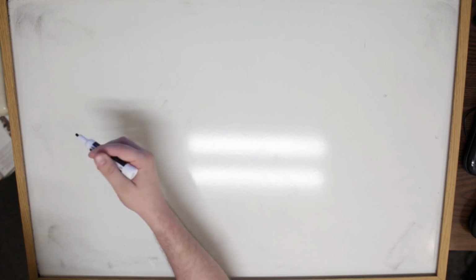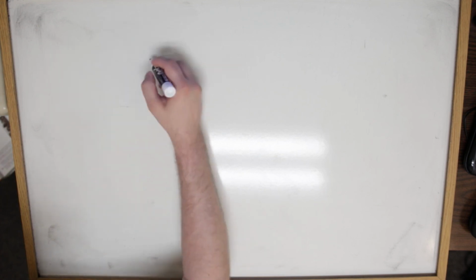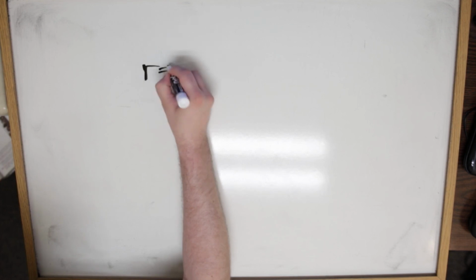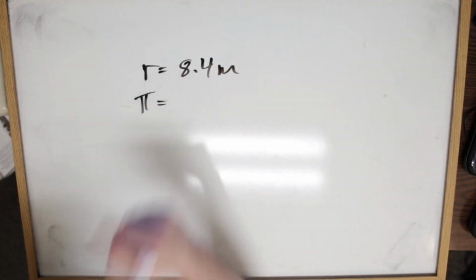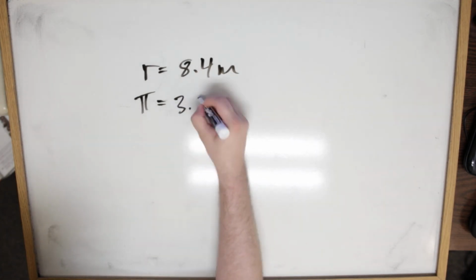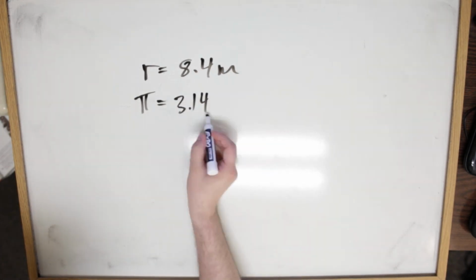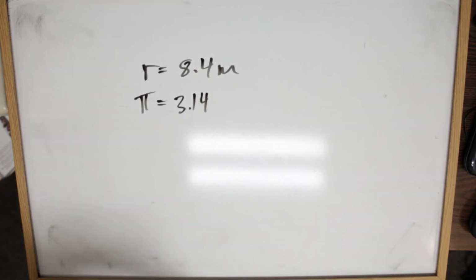Let's do this one. The area of a circle, okay? Find the area of a circle whose radius, so r, is equal to 8.4 meters. And we know what pi is: 3.14. There's no units attached to pi, by the way. It's just a number, so it's a constant.